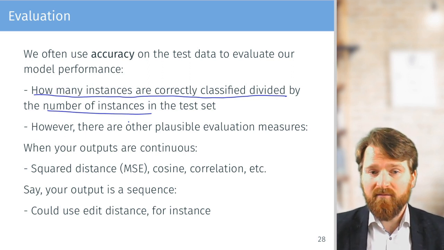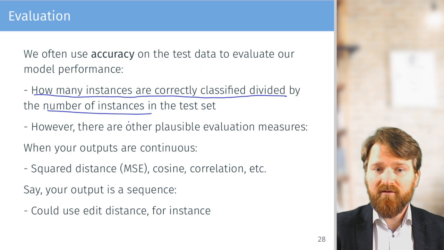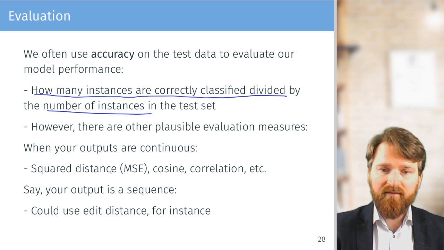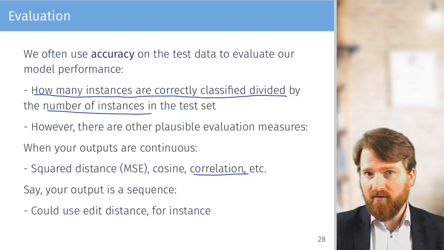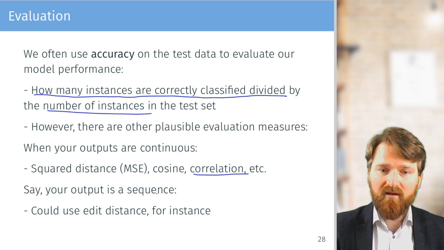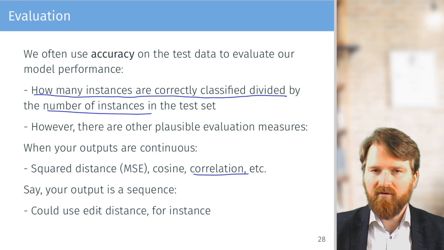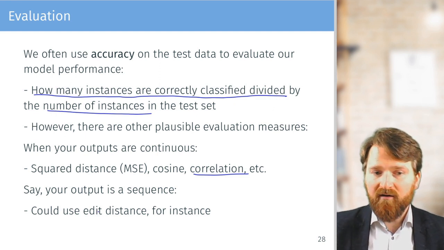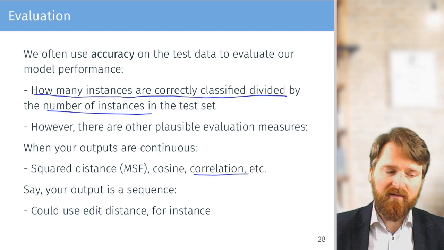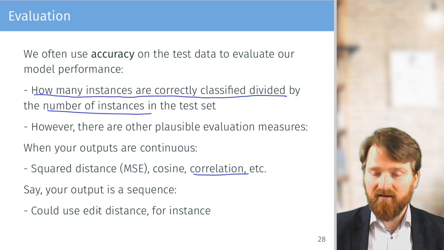There could be other evaluation measures. If we have a continuous output, we can look at maybe correlation. If we have sequences, we can have a look at edit distance. And we have other metrics for NLP, particularly for evaluating maybe language generation. So we'll get to that later.